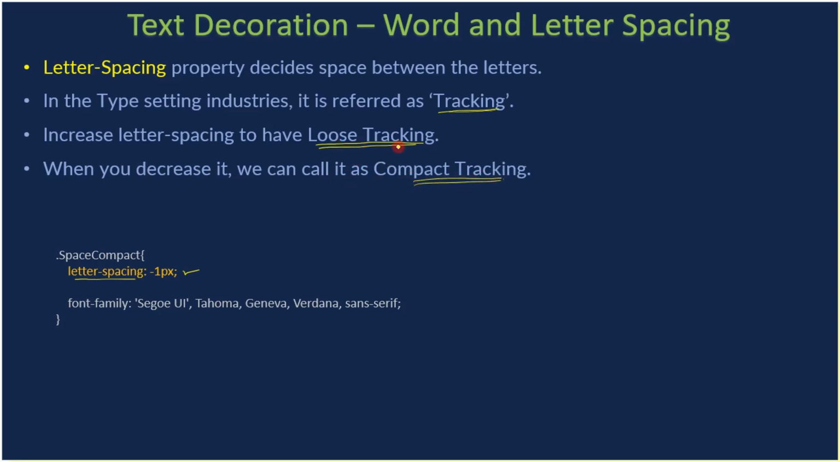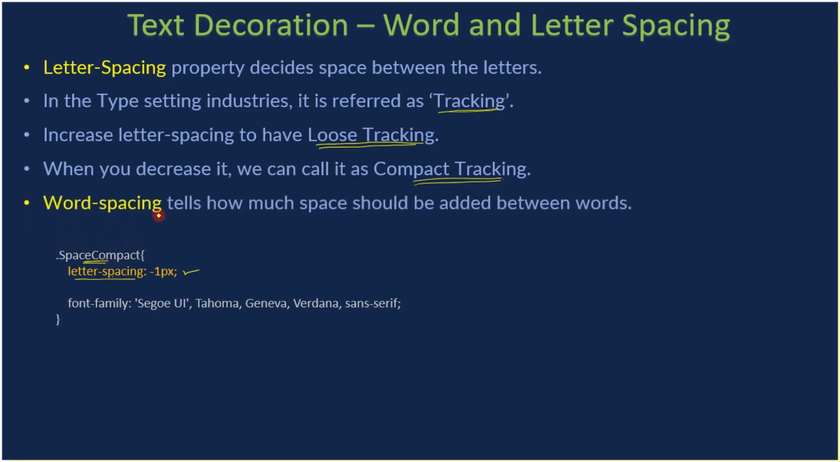Right? So when we increase, we will call it as a loose tracking, and when we decrease it, we will call it as a compact tracking. So since here letter spacing we are decreasing it, we are calling it as space compact. I mean we are naming the class as space compact. You can name it the way you want, but here since the letter spacing is compact, we are giving a meaningful class name. And word spacing tells how much space should be added between two words.